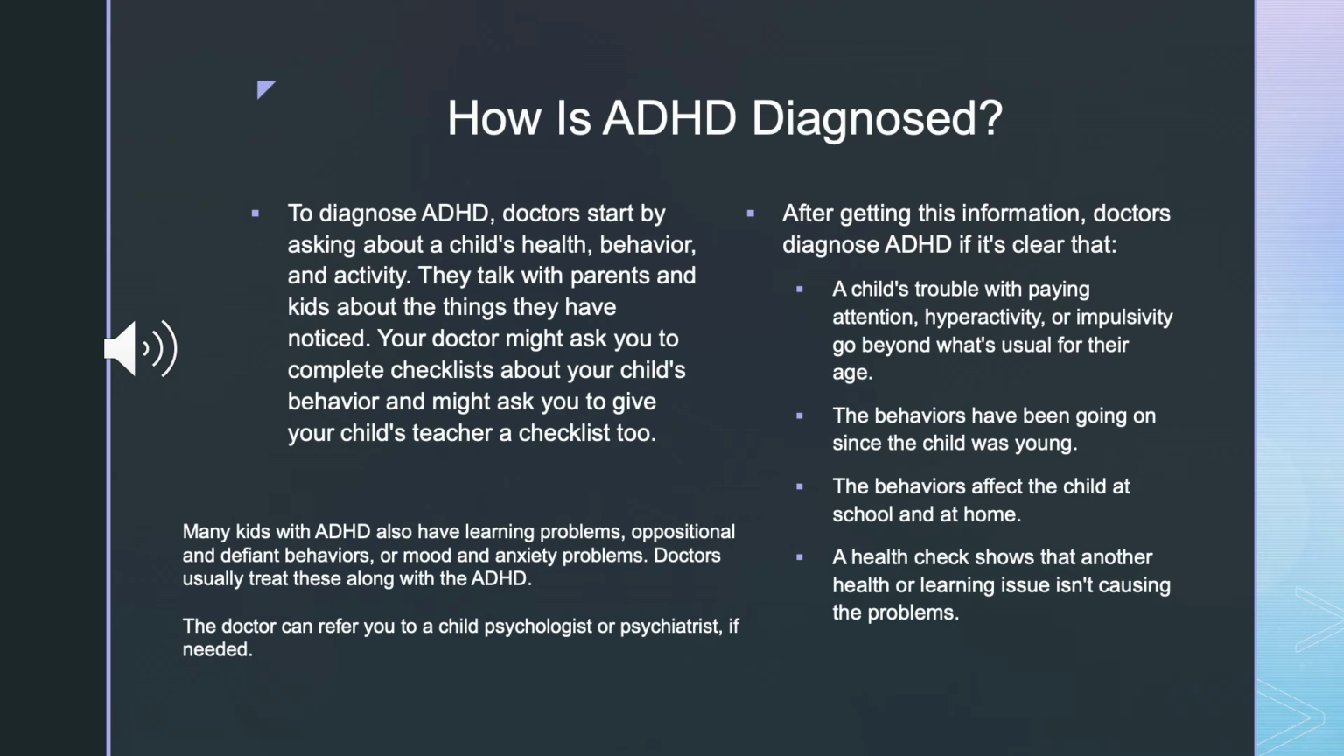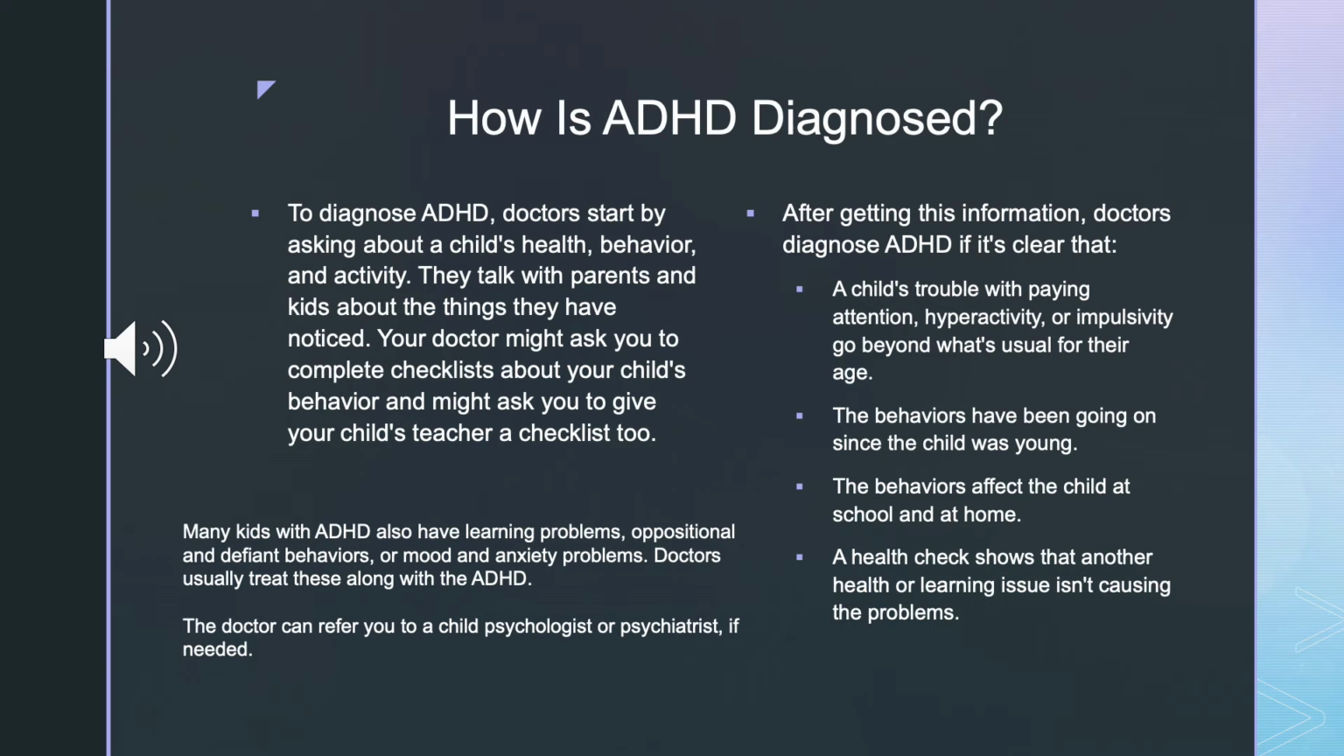Now, let's look at how ADHD is diagnosed. To diagnose ADHD, doctors usually start by asking about the child's health, behavior, and activity. They talk with a parent and the child about the things they've noticed. The doctor may even provide you with a checklist about your child's behavior and might ask you to give your child's teacher a checklist as well. After gathering the information, doctors diagnose ADHD if it is clear that a child is having trouble paying attention, or is very hyper or very impulsive beyond what is expected for their age.